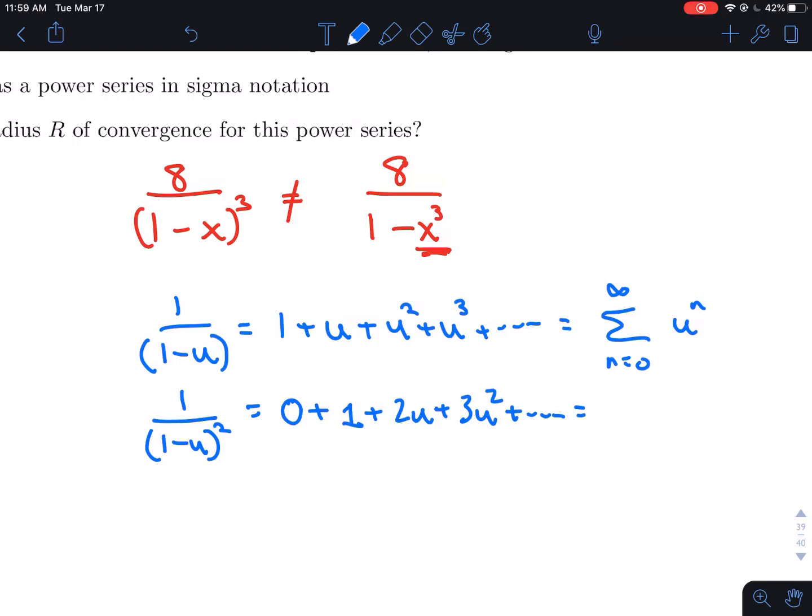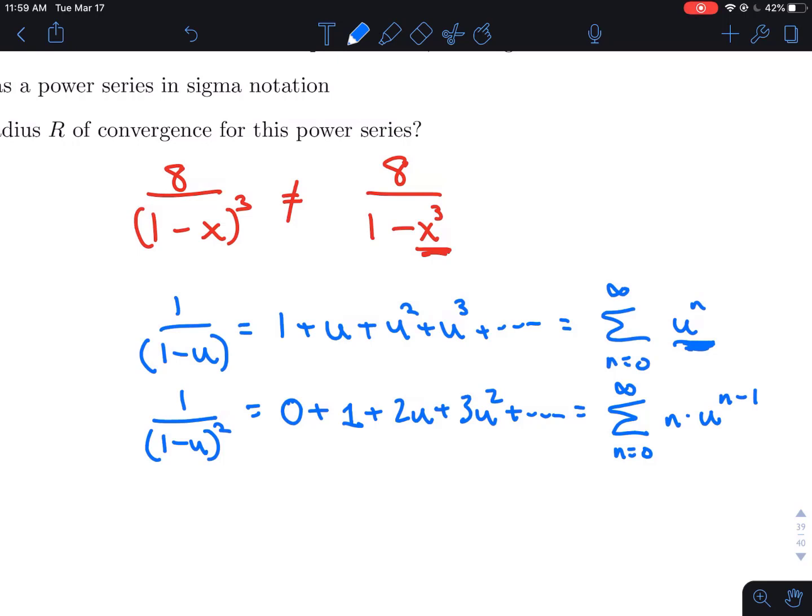And in general, remember the derivatives are very good over sums. So you're allowed to just take the derivative of each piece. And that's equivalent to if I just take the derivative of u to the n here, well, the n would come down, and I would need to reduce the power by 1. So I have n times u to the n minus 1.